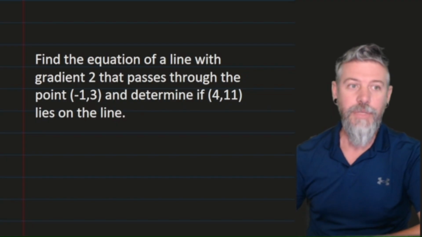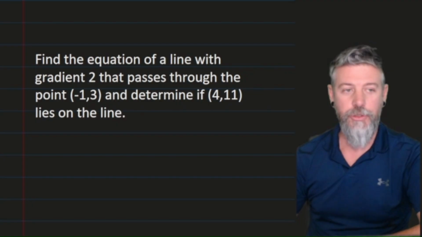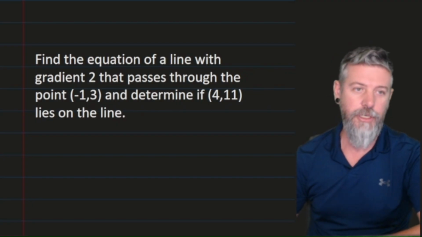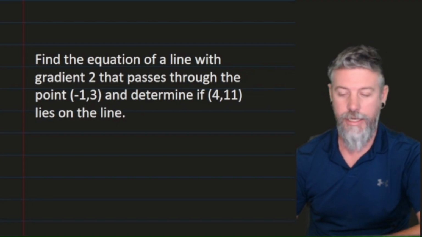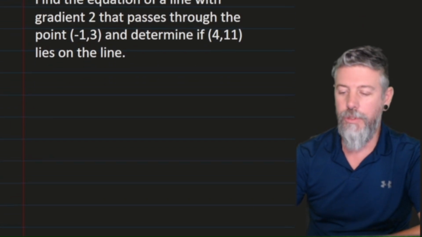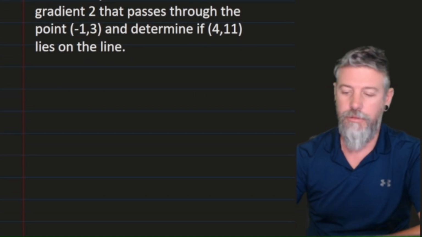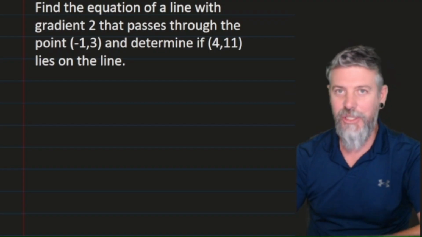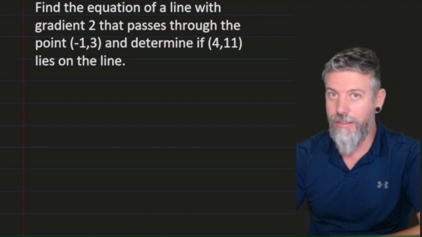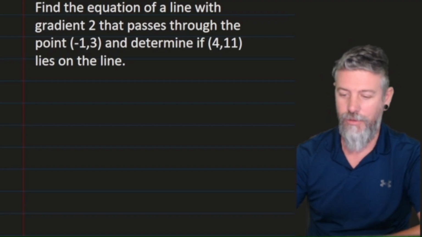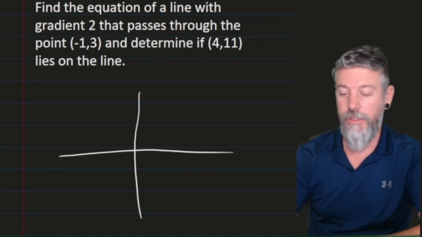So this question: find the equation of a line with the gradient of 2 that passes through the point (-1, 3) and determine if (4, 11) lies on the line. So what we want to do first of all is just look at it graphically. As I always say to my students, if you can sketch something first, that'd be great. It gives you an understanding whether you're in the right ballpark. So let's go and sketch something.